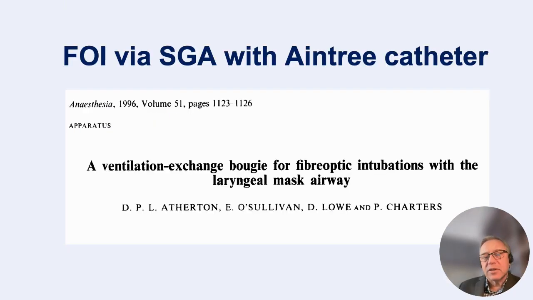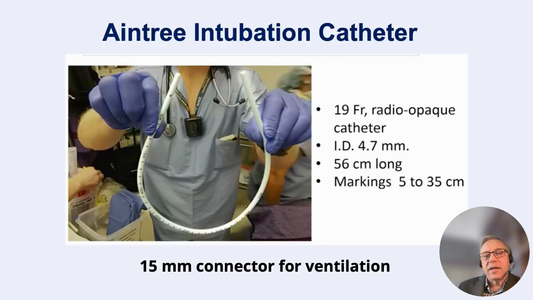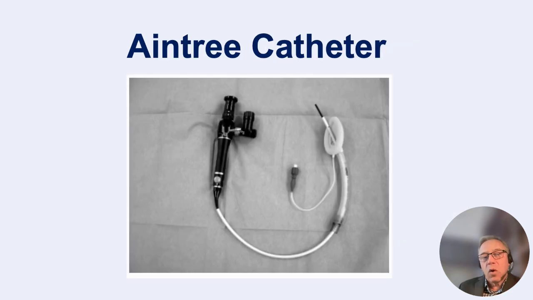Now, what is the entry catheter? It's the ventilating exchange bougie for fibre optic intubation using laryngeal mask or other supraglottic airway devices. It's 19 French, 4.7 of internal diameter, 56 centimeters long. You can put it over the fibre optic scope and then through the supraglottic airway device.